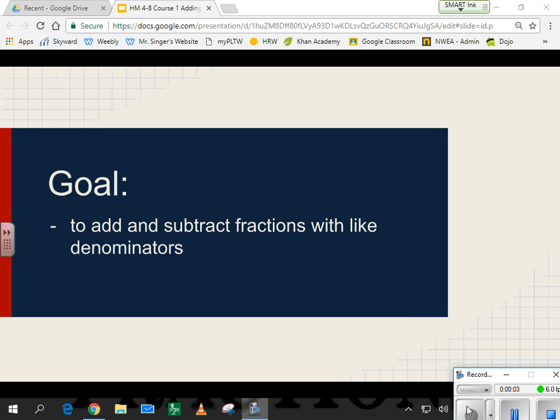Okay, welcome to math today, our first lesson of this chapter. Our goal is to add and subtract fractions with like denominators. We're going to start out with something a little easy here as we move forward. Get this down along with date and page number! You're welcome.